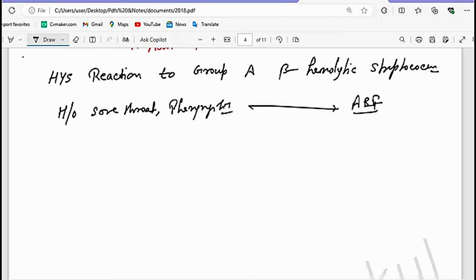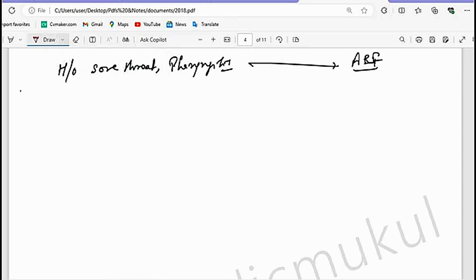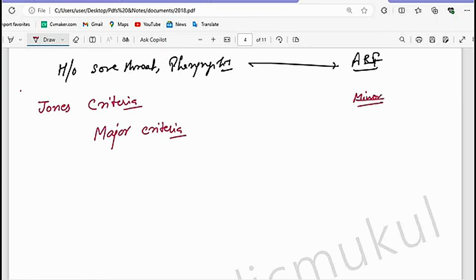Now, the important question about acute rheumatic fever is how we will diagnose this and what criteria we will use for ARF. That is the Jones criteria. Remember that in the Jones criteria we have two types of criteria: the major criteria and the minor criteria. That we will discuss.